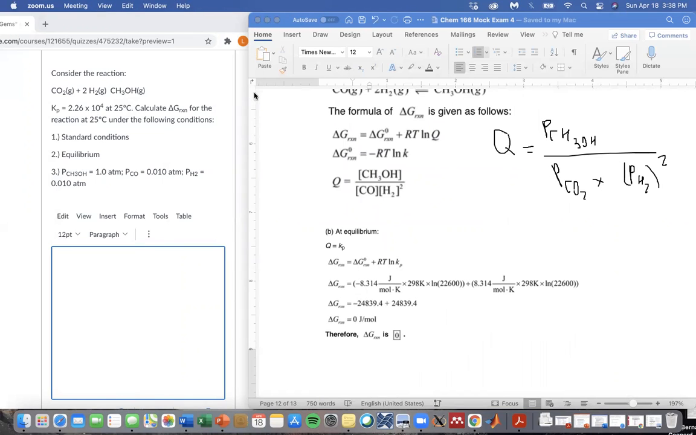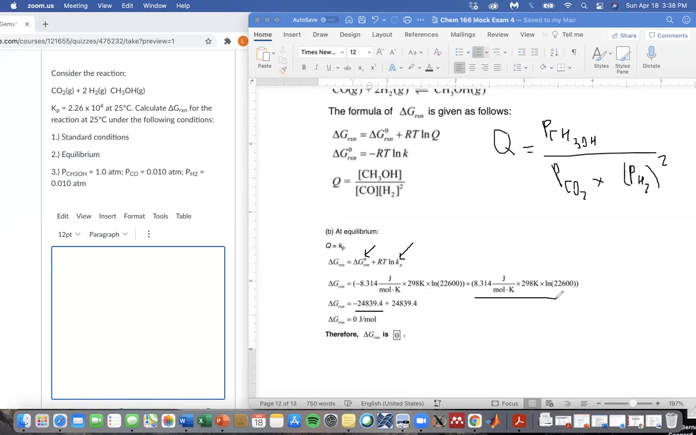And so because we're not at standard conditions, usually you see it as RT ln Q. But if you remember, K is just a special case of Q when you're at equilibrium. So your Q value here is just your K value because you're at equilibrium. And so you just do your delta G standard, which you already solved for in the first part of the equation here. So that's your 24,000 value, and that's what you solve for up here.